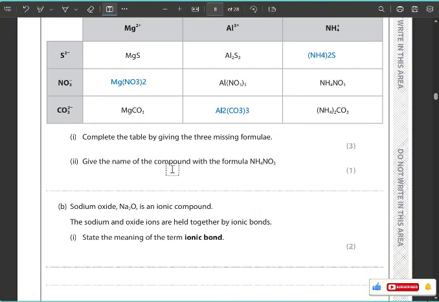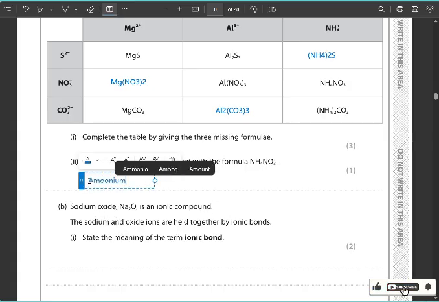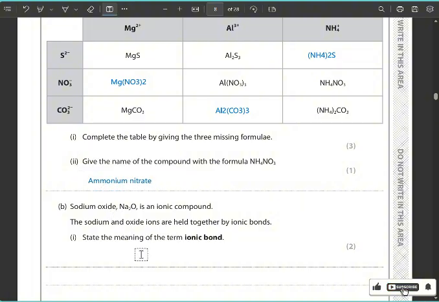Okay, give the name of the compound with the formula NH4NO3, and we can call this ammonium nitrate. Okay, sodium oxide is an ionic compound. The sodium and oxide ions are held together by ionic bonds. State the meaning of the term ionic bonds.